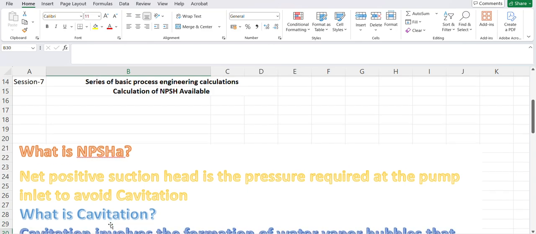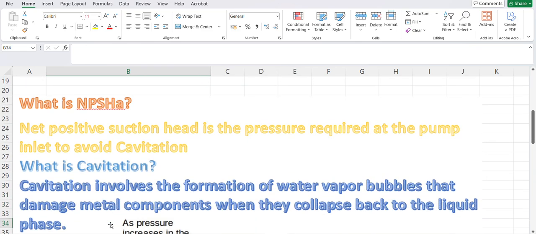Now we will briefly explain what cavitation is. Cavitation is the process of formation of vapor bubbles at the impeller eye or the casing of the pump, and then that formed bubble collapses and releases energy, and that can damage the impellers or pump's metallic parts.